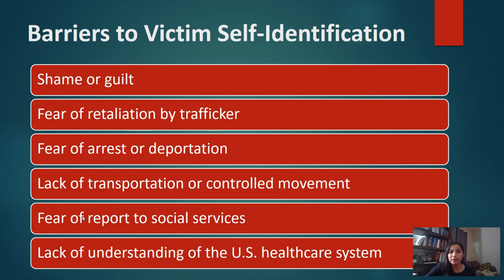Barriers to victim self-identification. Many victims will not self-identify as a victim. They will experience shame or guilt. They may fear retaliation by the trafficker, especially if they are monitoring the movement. They may fear arrest, deportation, or some kind of mandatory reporting. They may also fear a report to social services. And they may also lack an understanding of the U.S. healthcare system.